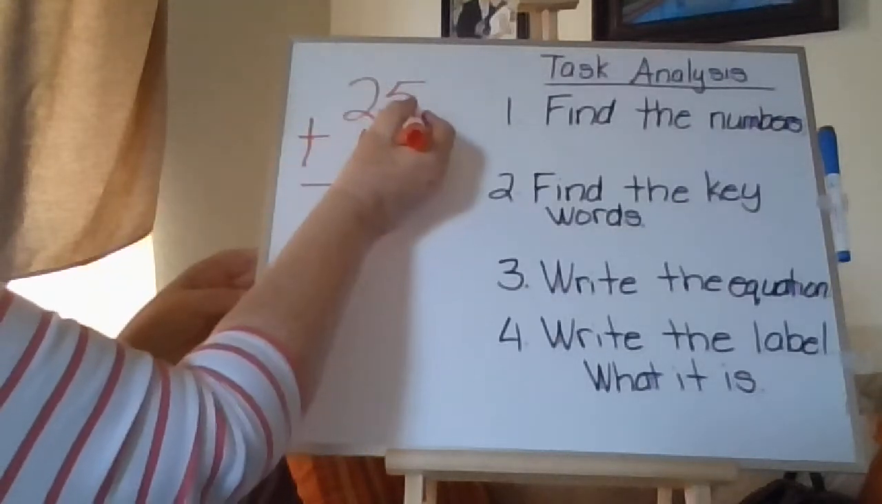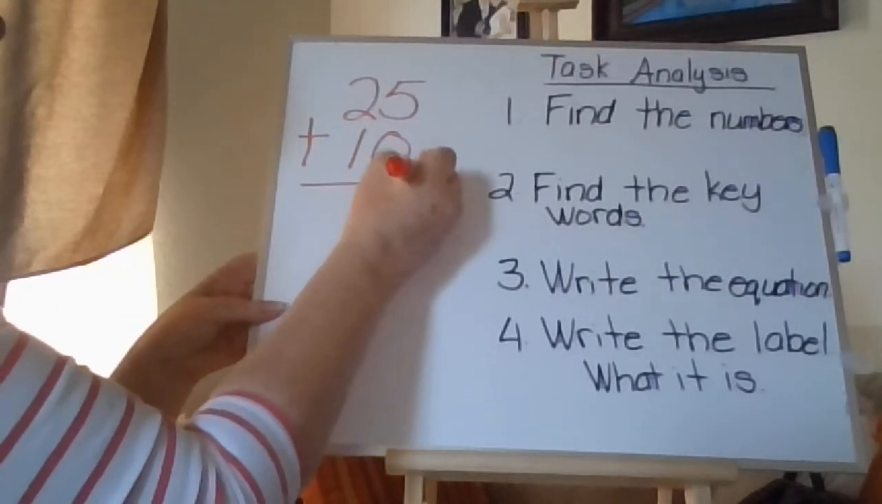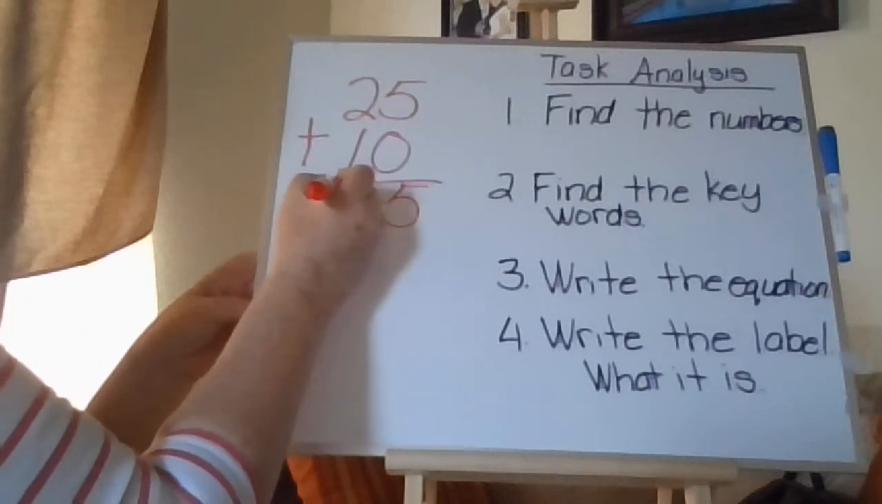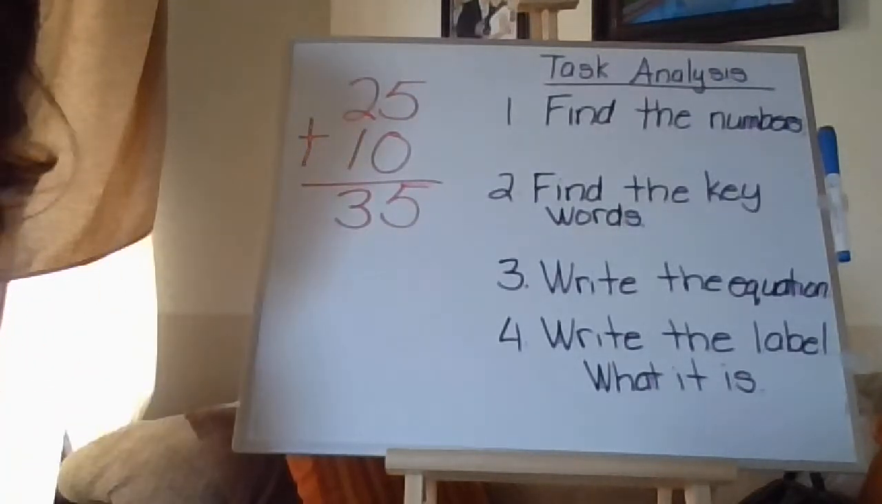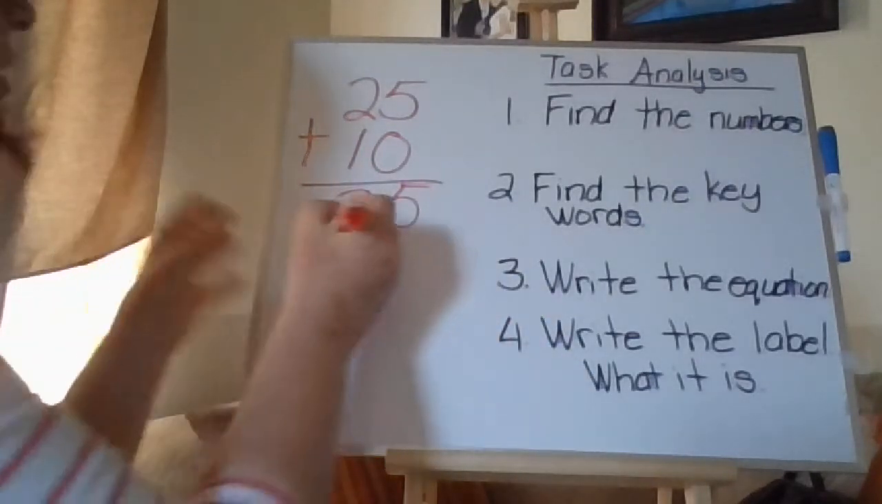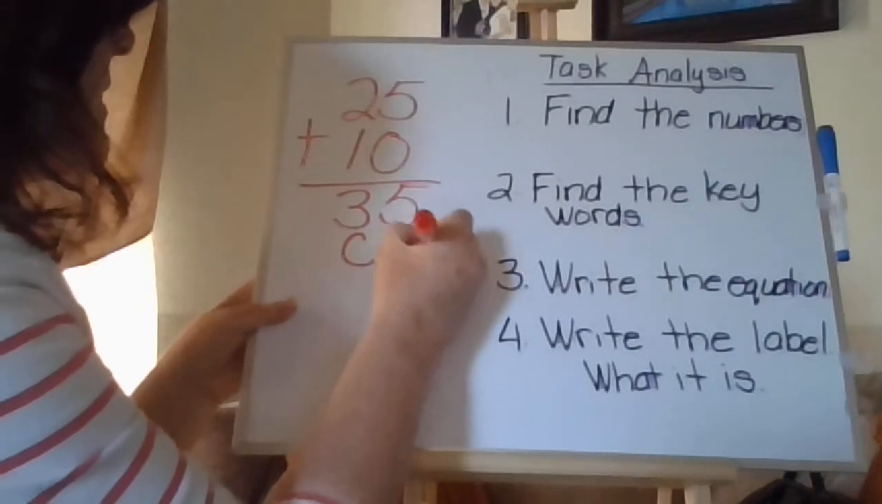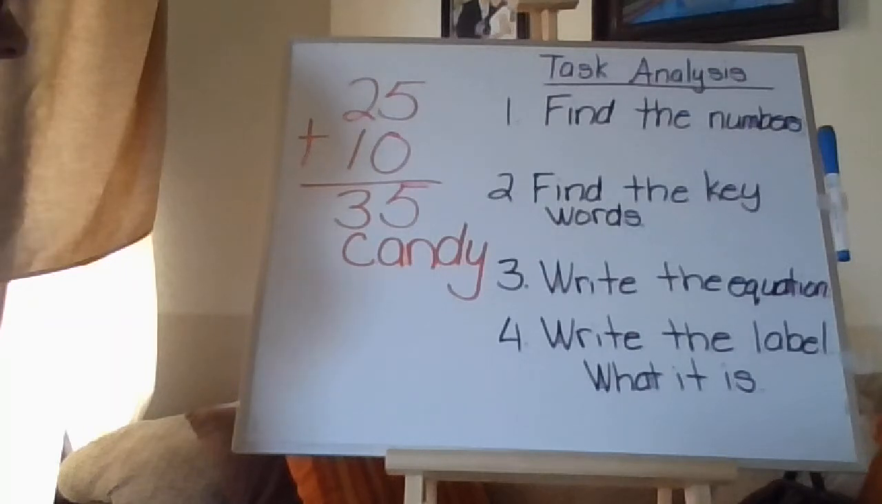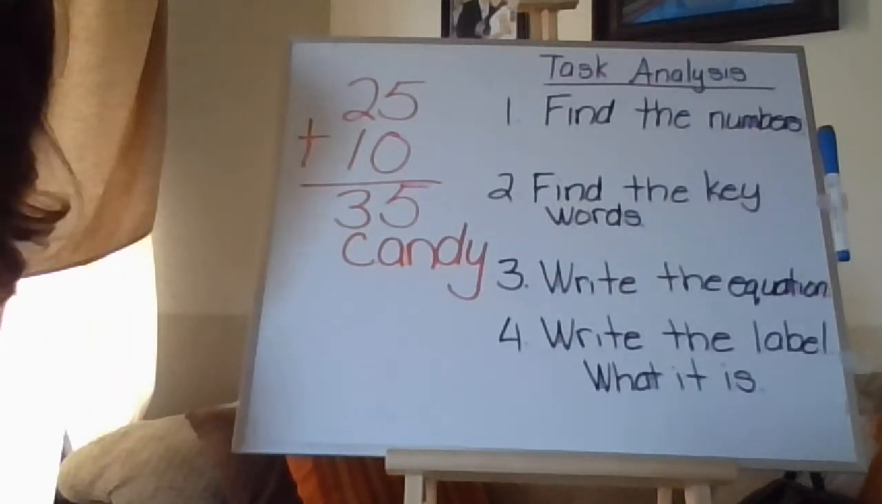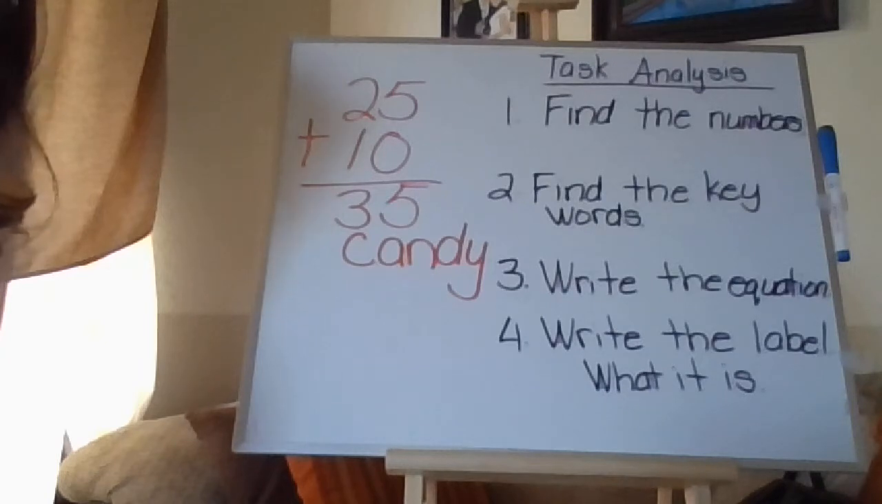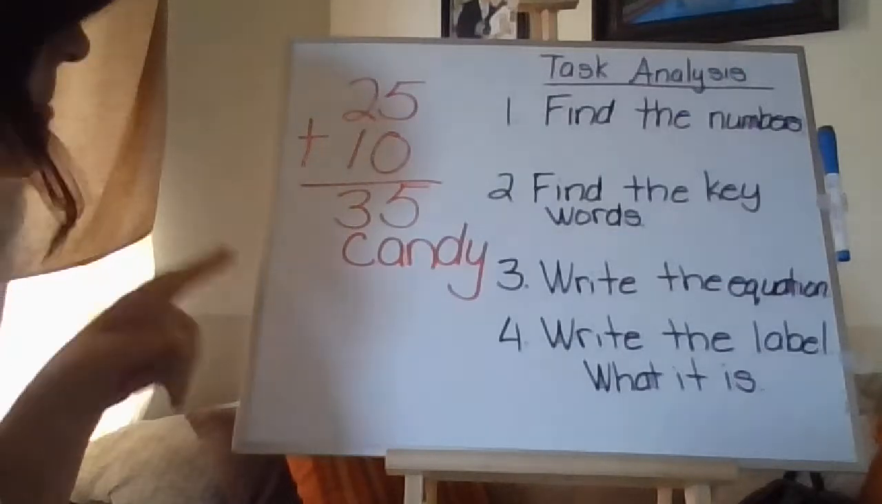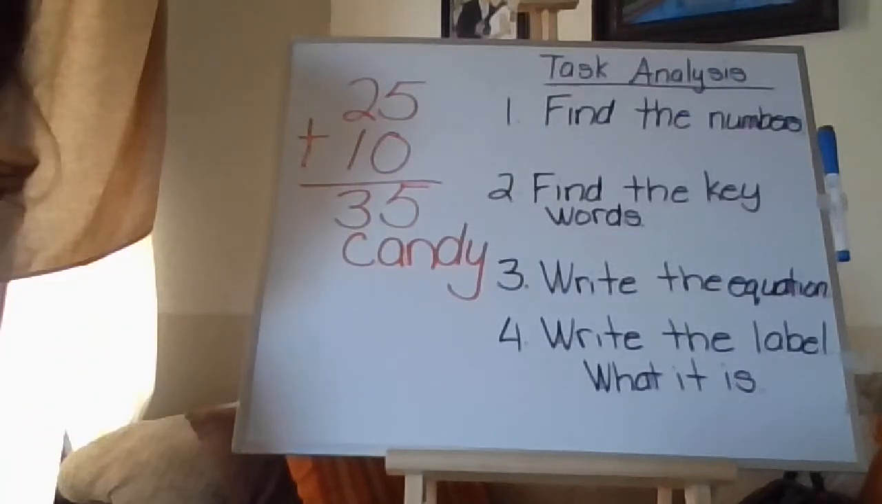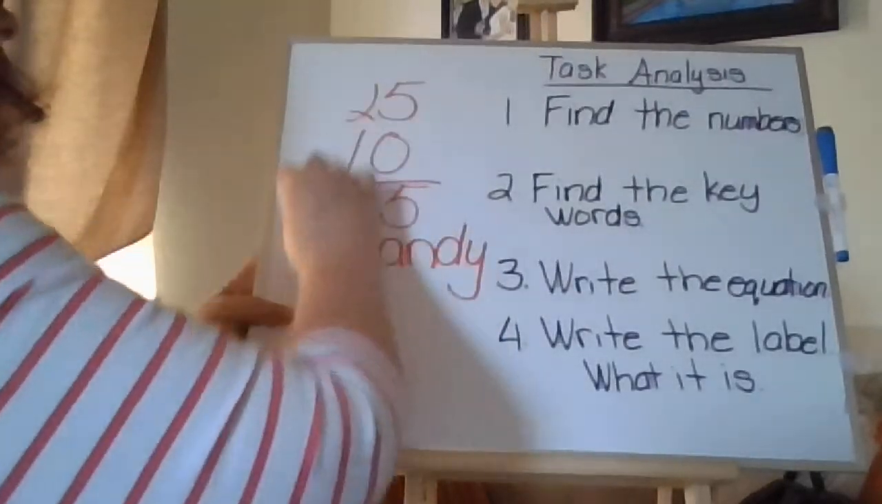So that's what we'll do. 5 plus 0 is 5. 2 plus 1 is 3. She has 35 pieces of candy. So our label would be candy. We would write the word candy as part of our answer. 35 candy or 35 pieces of candy. Either one is just fine. So we have to make sure we write down what we're talking about. And what we're talking about in this problem is candy. Okay? I'm going to erase this.